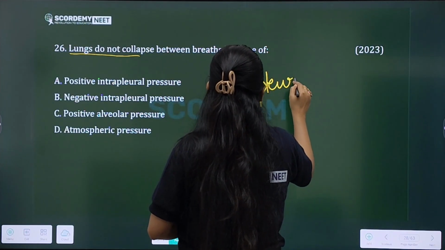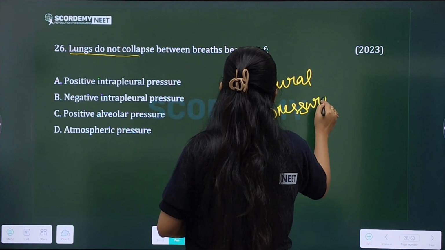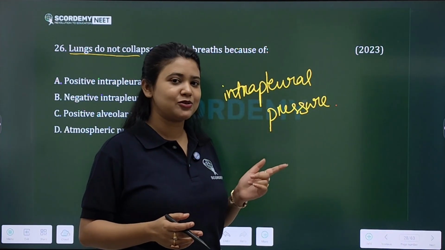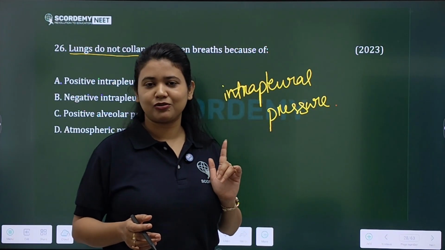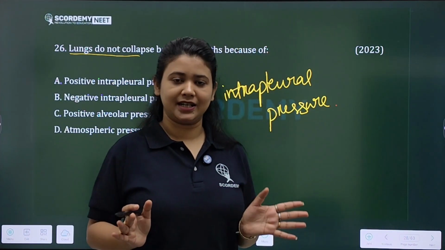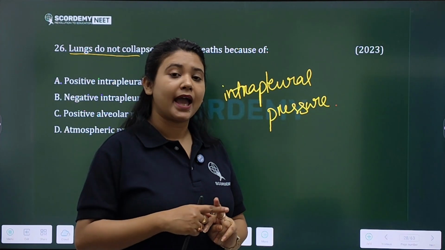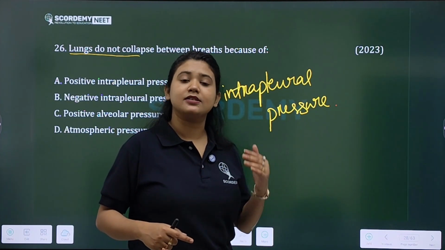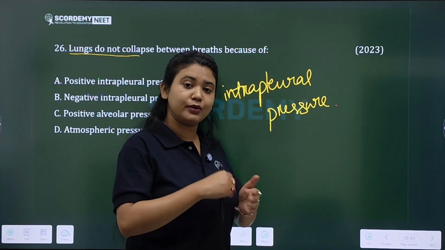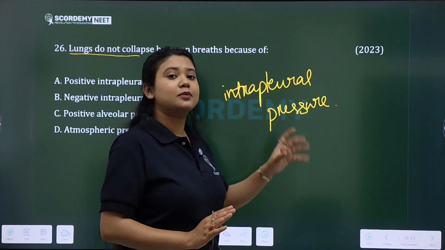So what is intrapleural pressure? This is the pressure in the pleura. Pleura is nothing but the membrane of the lungs, which I explained in the previous class in your circulation chapter. There are two membranes, the visceral and parietal pleura, and the space between these two membranes is known as the pleural cavity. The pressure between the membranes is the intrapleural pressure.